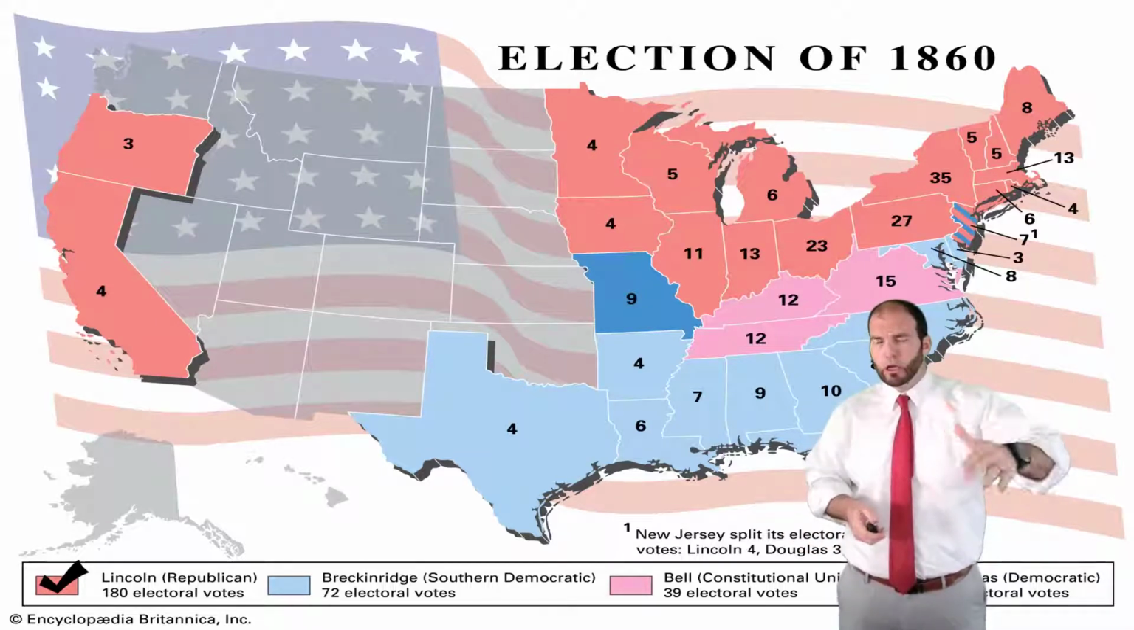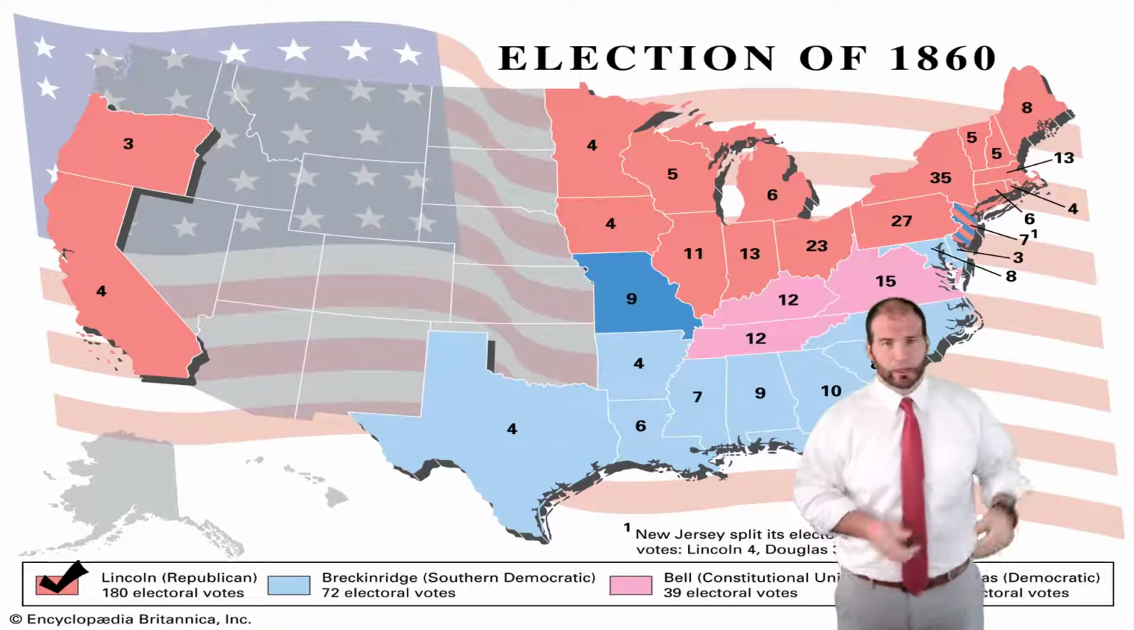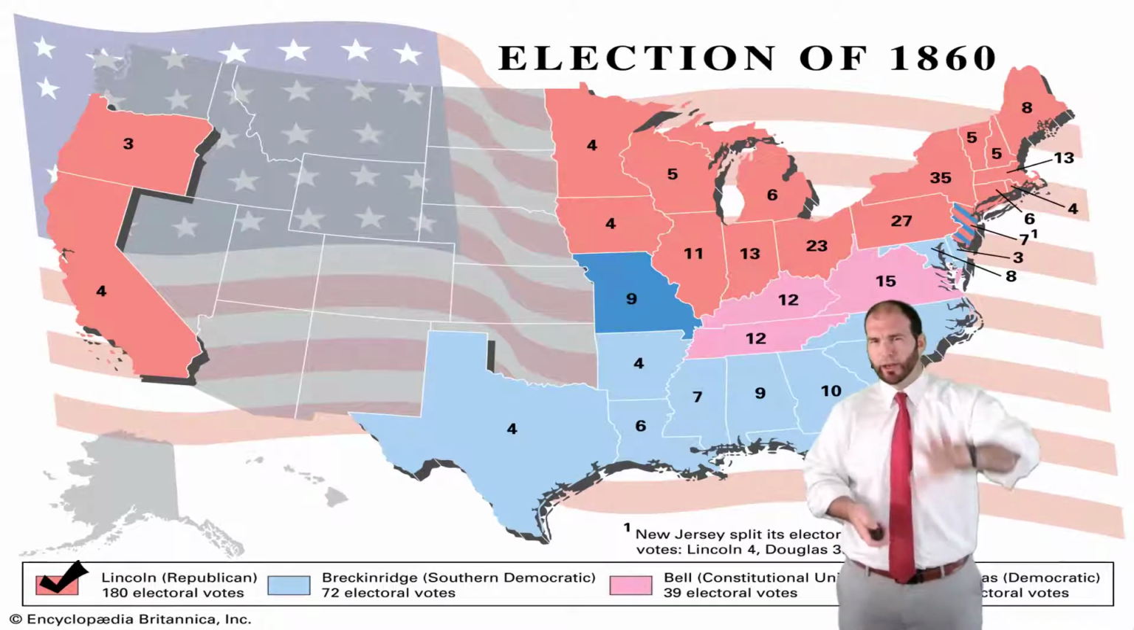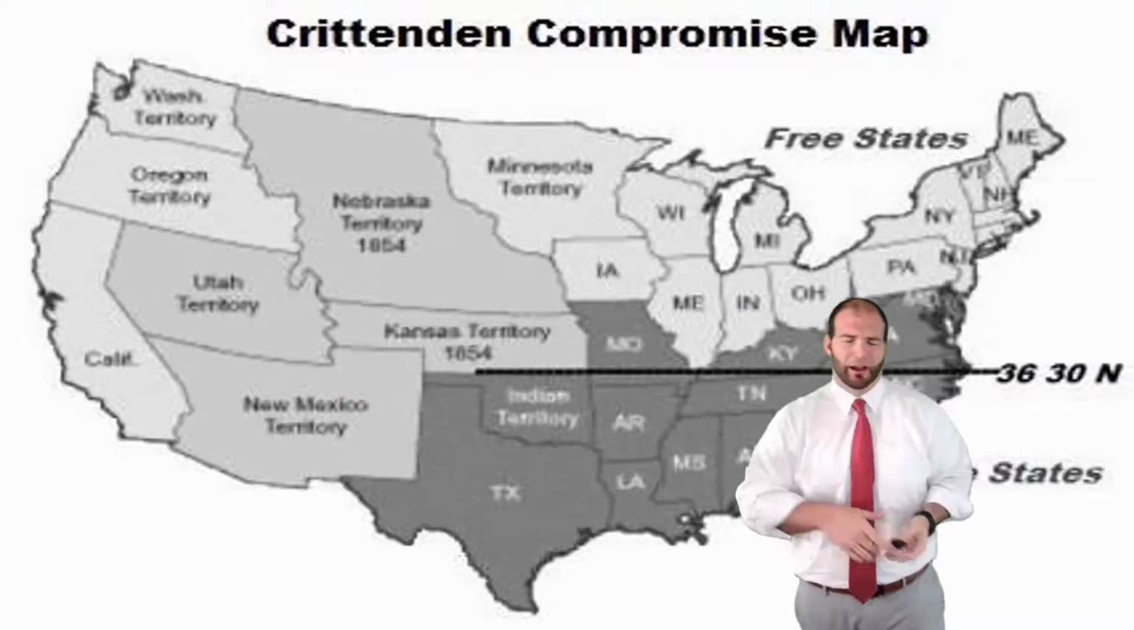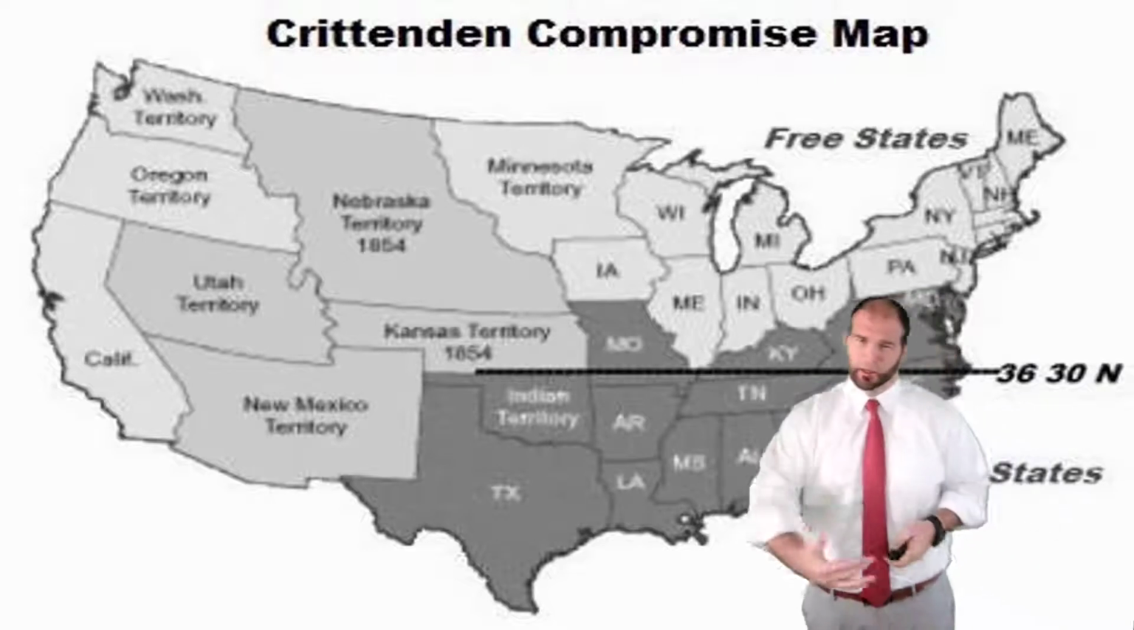So it wasn't an immediate leave. It wasn't like, peace, we're out. There is one last ultimatum that gets attempted, and it's called the Crittenden Compromise.